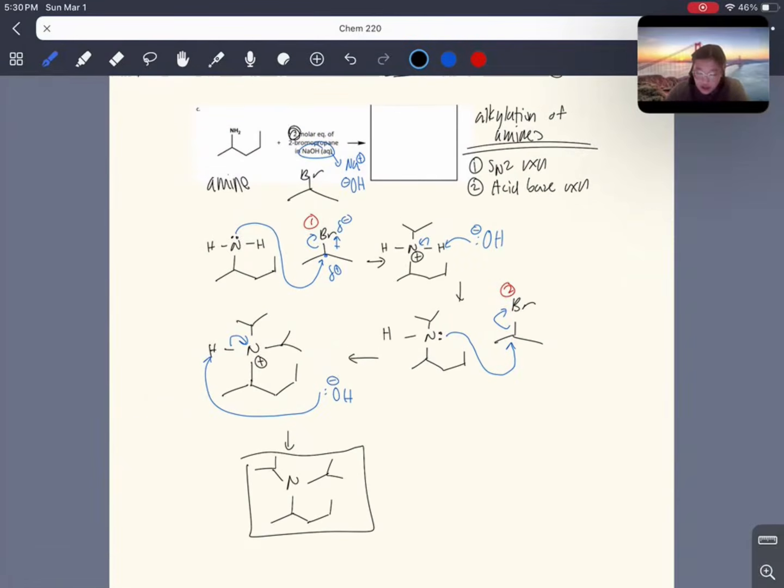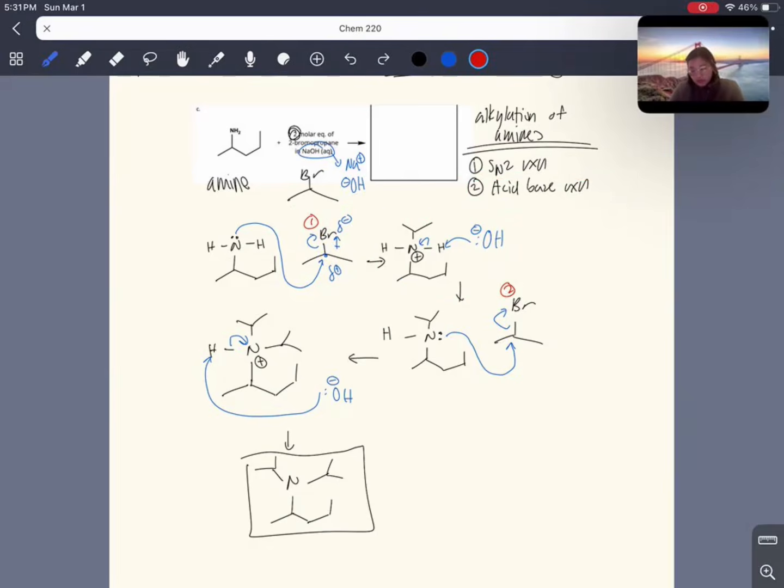So this will be your final product of this reaction. Going back again, alkylation of amines has 2 steps. We have our SN2 reaction happening, which we can see in this first step over here. And then we have our second step, which is our acid-base reaction, our deprotonation of the amine when it has a positive charge. That's this step over here. And we make the acid-base reaction happen using the OH minus from the NaOH that's added in solution.